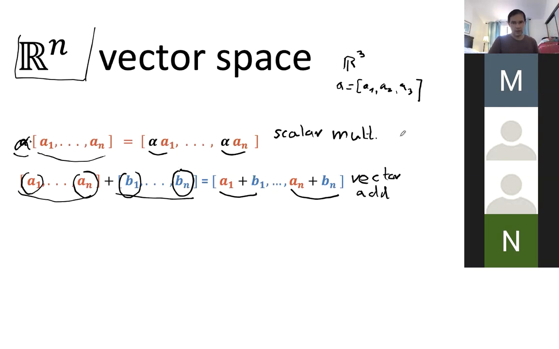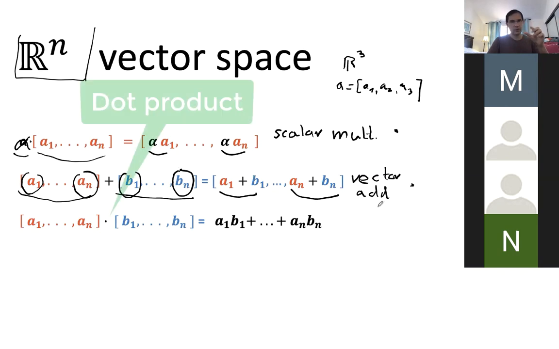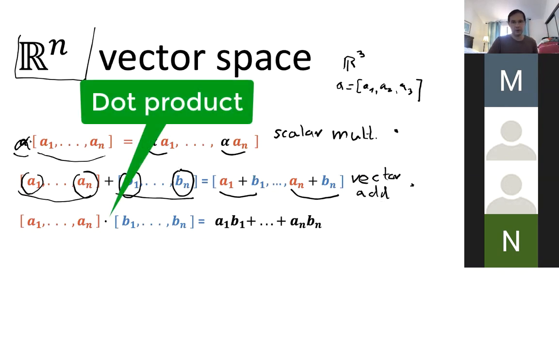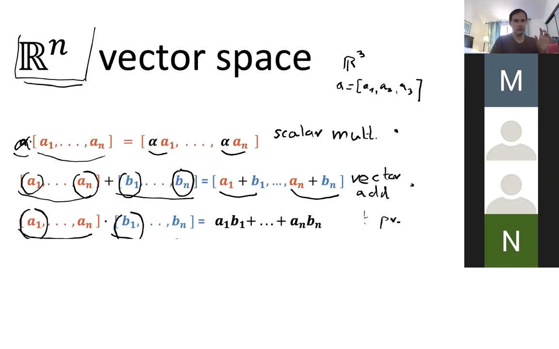So this is scalar multiplication, this is vector addition, and also we have multiplication of vectors, which we call the dot product, but this is really multiplication of vectors, and we multiply two vectors component-wise. Also, we have the absolute value function in Rn, which is the generalization of the absolute value function that we know.